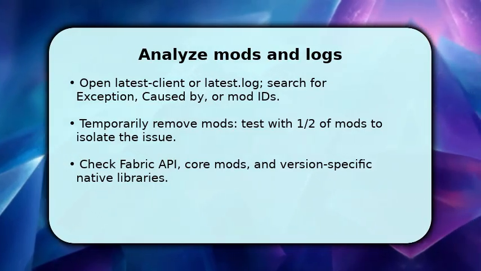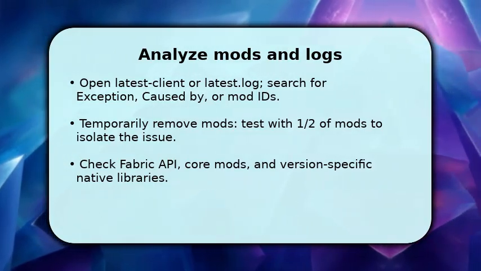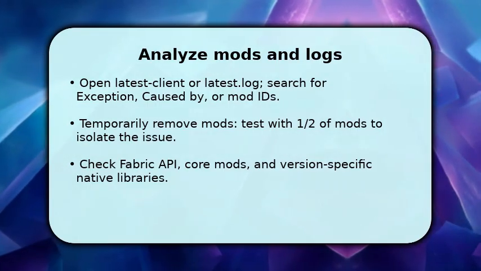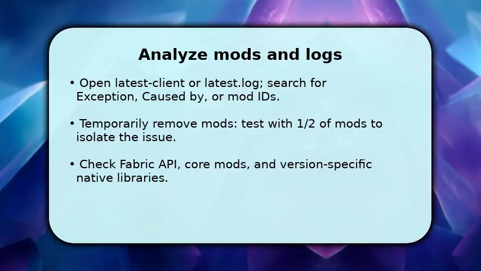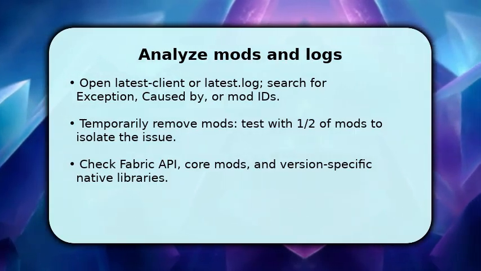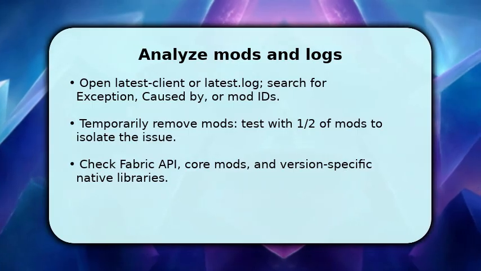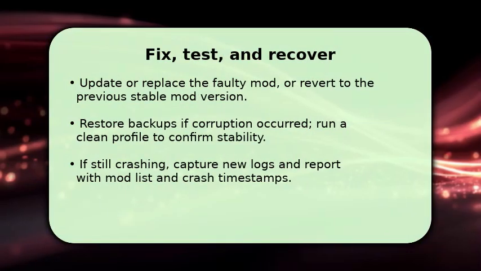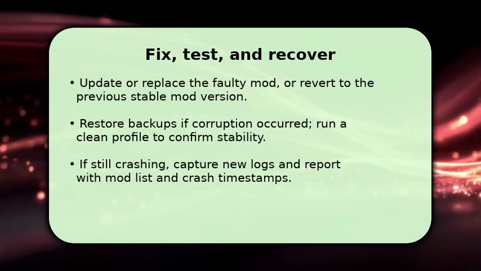Once identified, use a binary removal approach. Remove half your mods and launch, then halve the failing group until you isolate a single problematic mod. Make sure to verify Fabric API and any core or native libraries are version compatible, because those often break without clear errors. Finish by applying the fix and confirming stability.